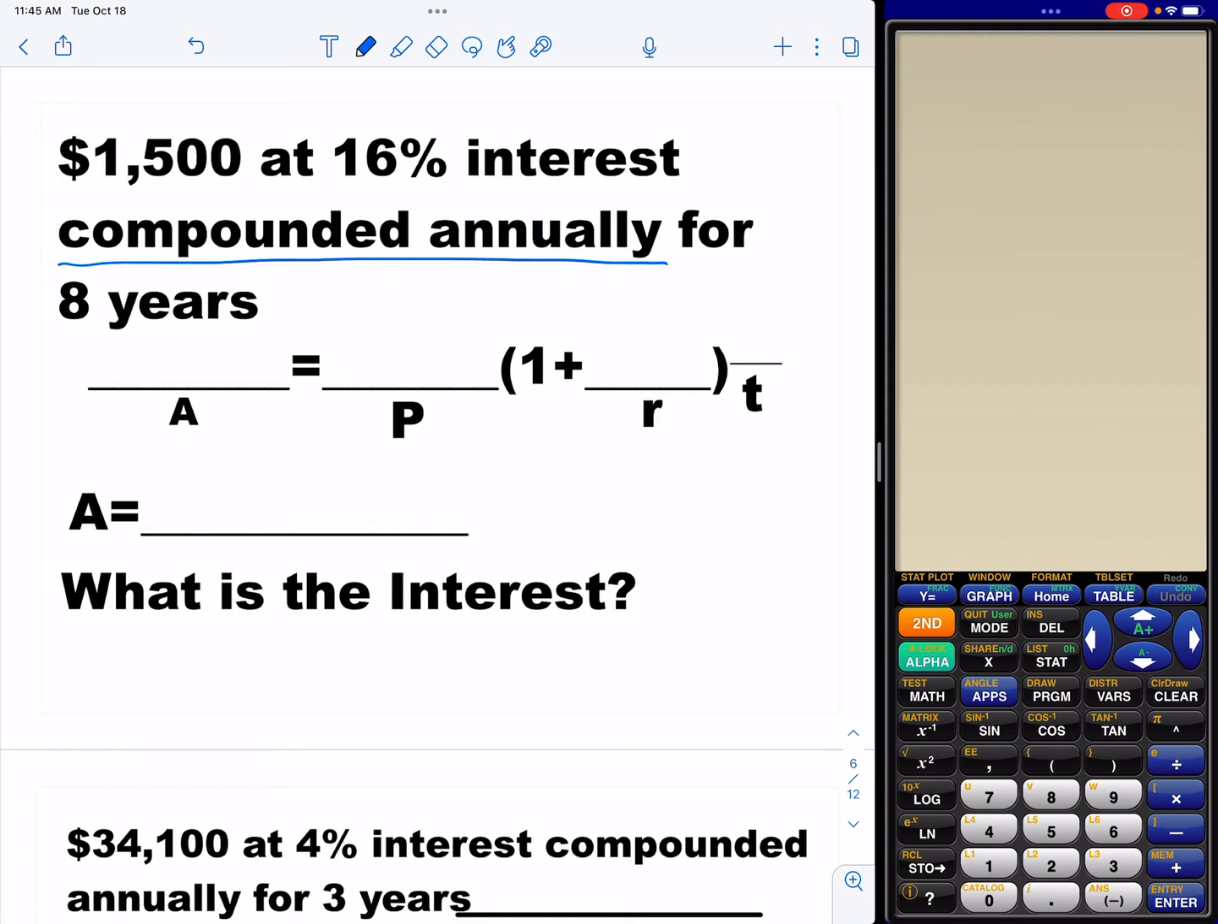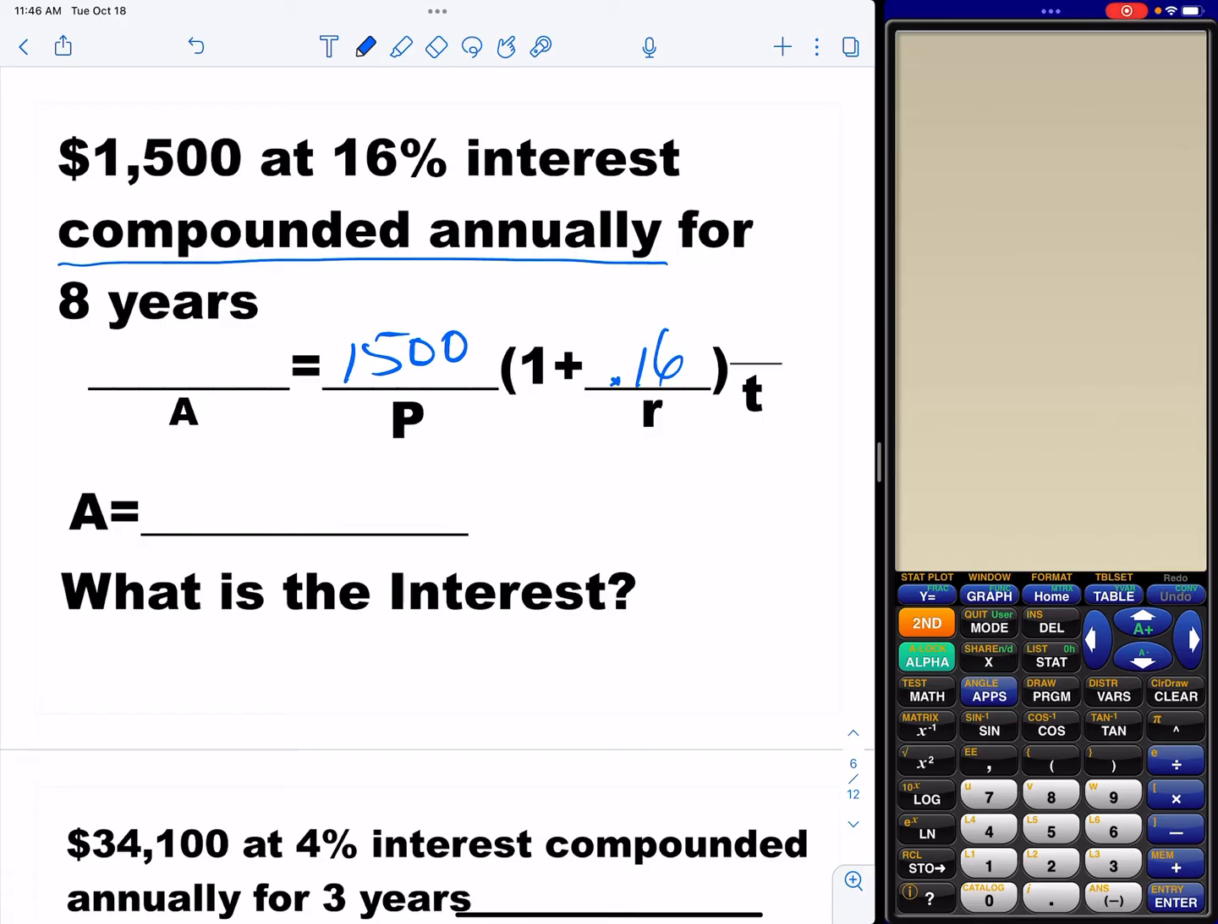It's going to do that every single year. So your interest amounts are going to vary. So here we go. We got $1,500 at 16% interest compounded annually for 8 years. So the $1,500 is still my principal amount. The 16% is still my interest rate. I still have to change that to a decimal.